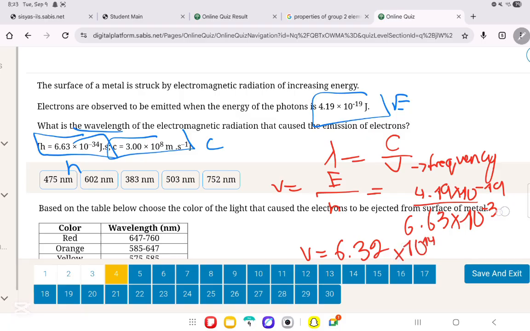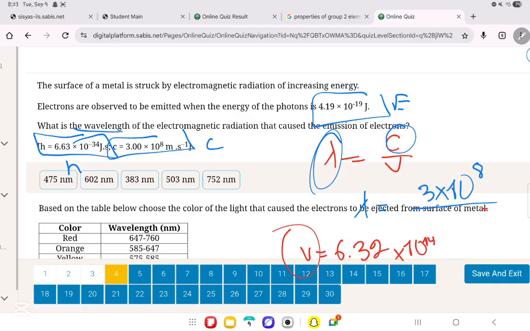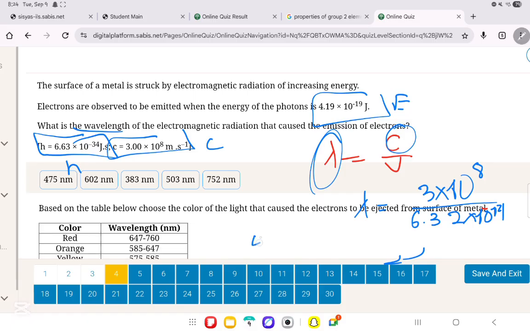Okay, perfect. Now let's just erase these. Now we have v, which is the frequency, and we need to find the wavelength lambda. Wavelength lambda is the speed of light, which is 3 times 10 to the power of 8, over v, which is the frequency, 6.32 times 10 to the power of 14. Of course, after solving, you're supposed to get an answer, which is 4.75 times 10 to the power of minus 7 meters.